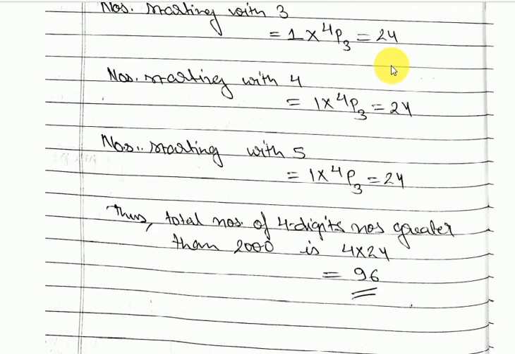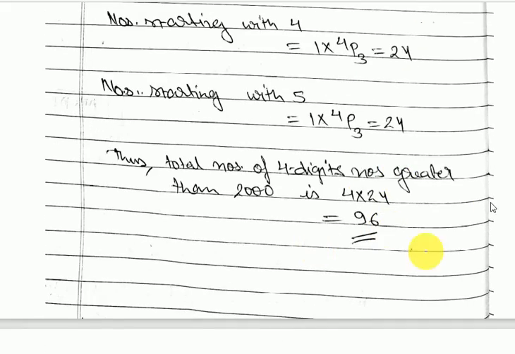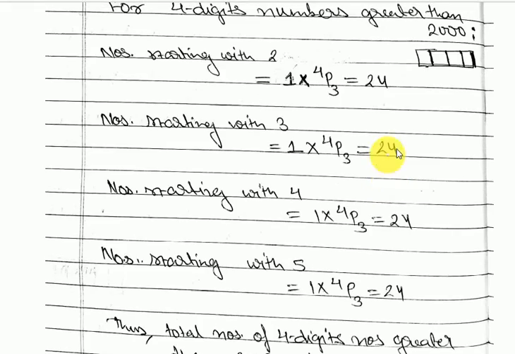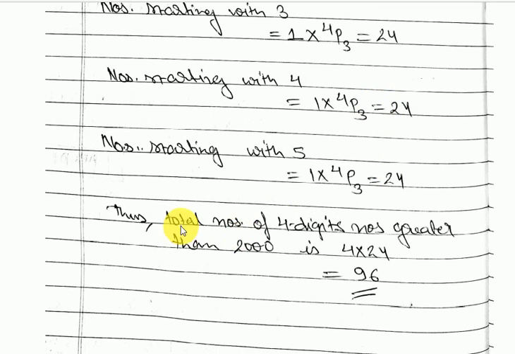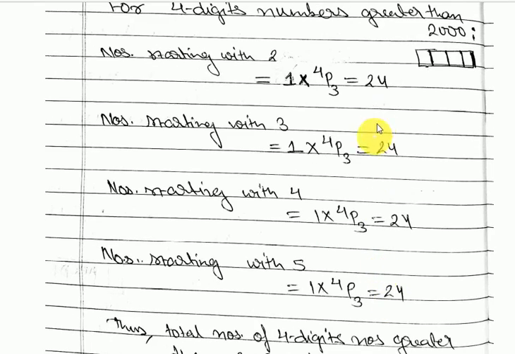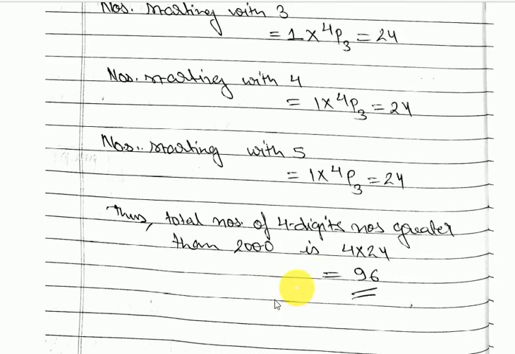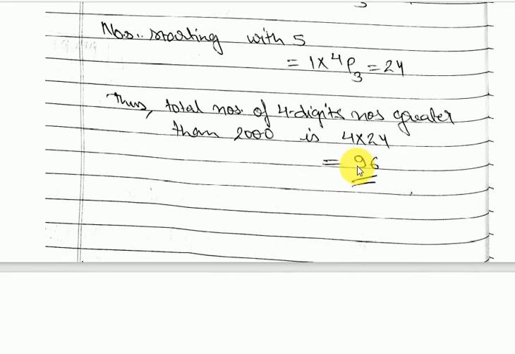After you have got this, you have to add all this. So the total number of 4 digit numbers, in fact you have to add, but since it is 24, 24, 24, 24, it becomes 4 into 24. So it comes to 96.